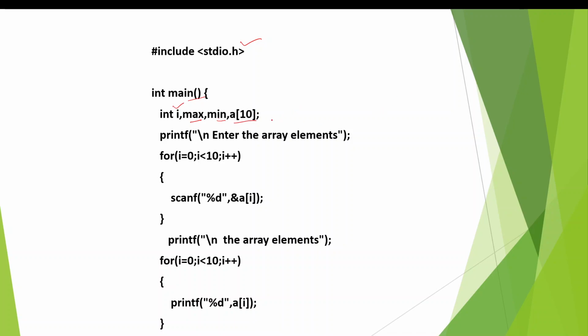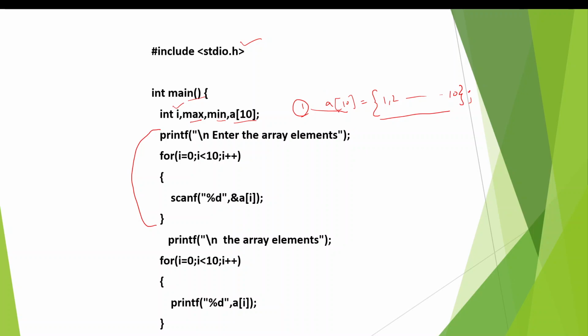If you want to provide direct input here, suppose a[10] is equal to 1 2 up to 10. One way is to initialize this array with the values 1 to 10, and then you can skip all this input code from here to here. You don't have any requirement to write these codes.